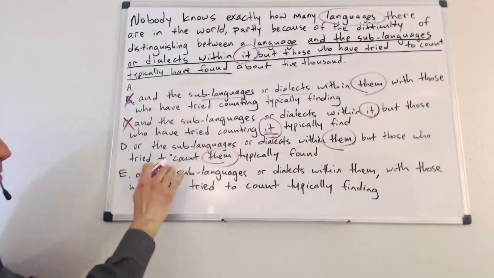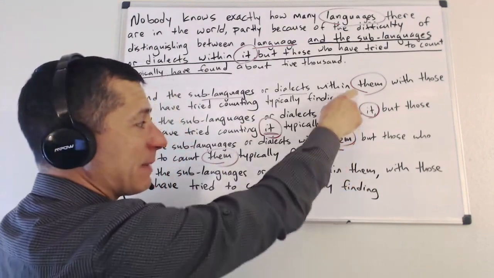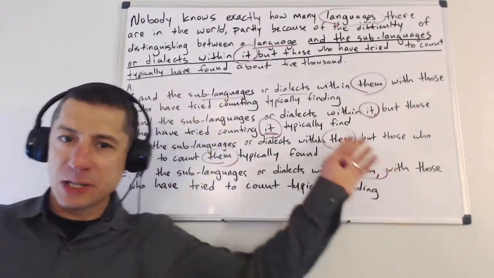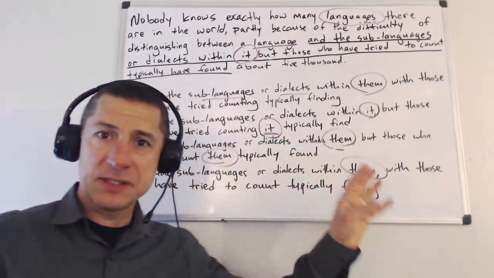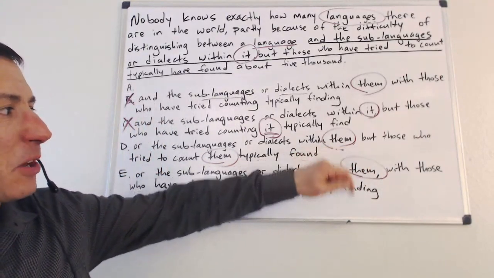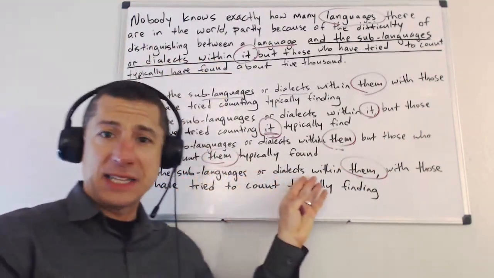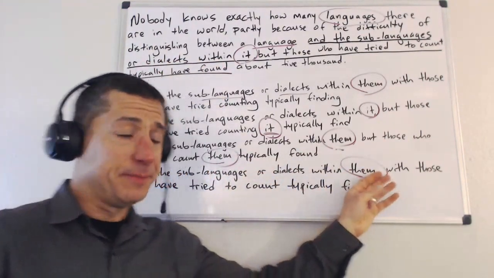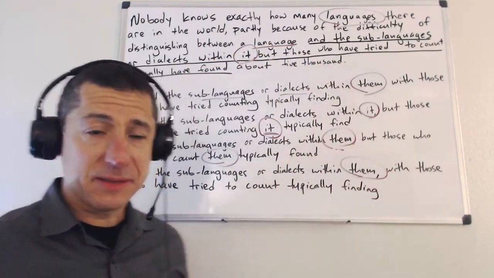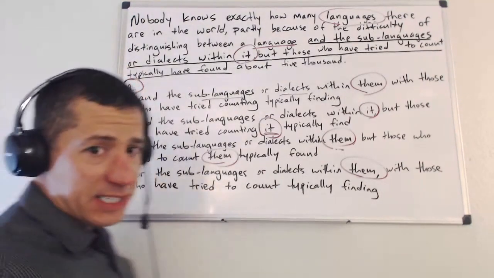D, or the sublanguages or dialects within them. And we've got another "them" here. Tried to count them, meaning the languages. That I can live with. But what about that "them"? Same exact problem as in B. We're going to say the same exact problem in E as well. We can split hairs over other things in D and E, but just to focus exclusively on the pronouns here, a little bit of that same subtle meaning problem. We're not distinguishing between a language and the sublanguages or dialects within multiple languages. The challenge is to distinguish between a language and its own sublanguages and dialects. So for that reason, we can get rid of D and E, and our answer here is A.